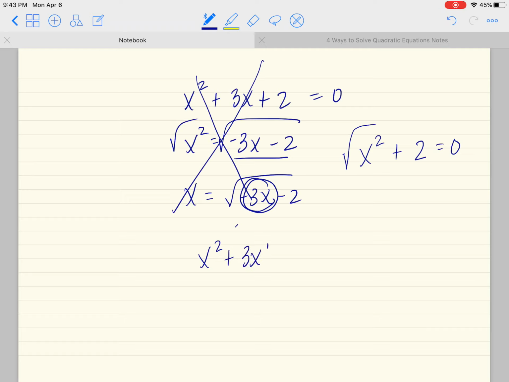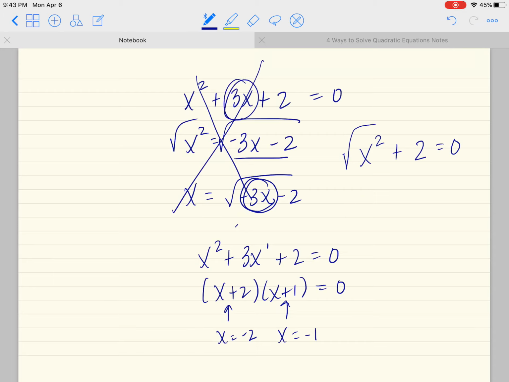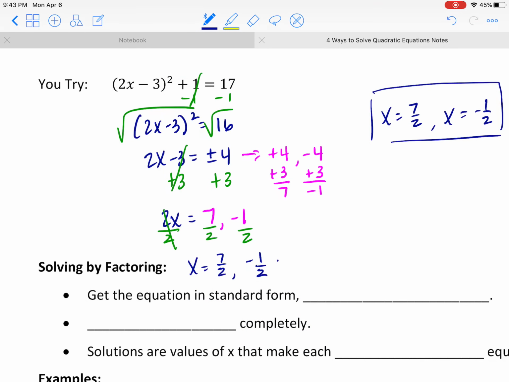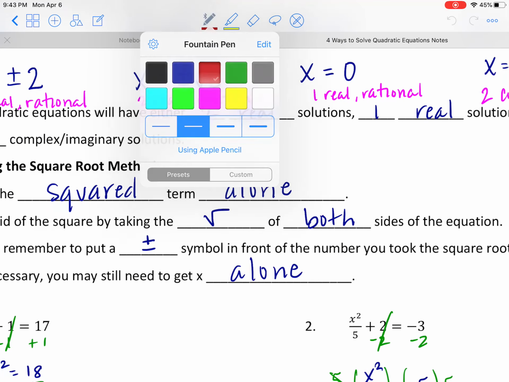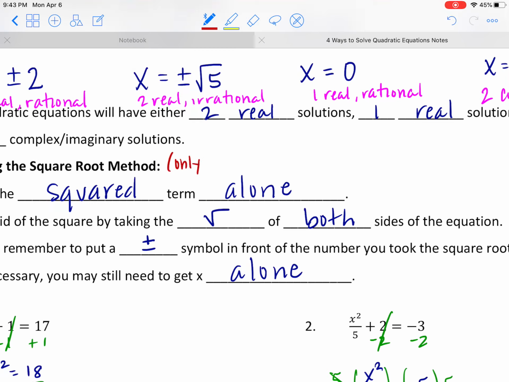So if we have a squared term, and then we have some constant here, then we're going to be able to move that constant over and go ahead and take the square root to solve. But if we have a squared term and we have an x to the first term, then we want to try to solve by factoring, right? Remember the factoring process? Here, factors of 2 that make 3 are 2 and 1. And then what makes this factor equal 0 is one of our solutions, and what makes this factor equal 0 is another solution. So solving by factoring when this middle term is there, okay?